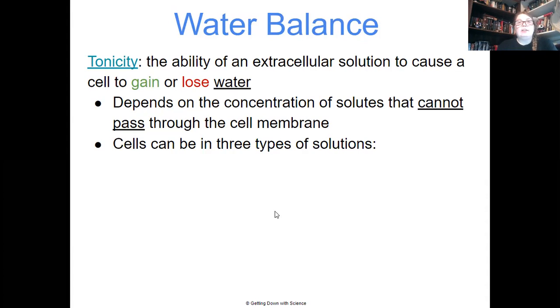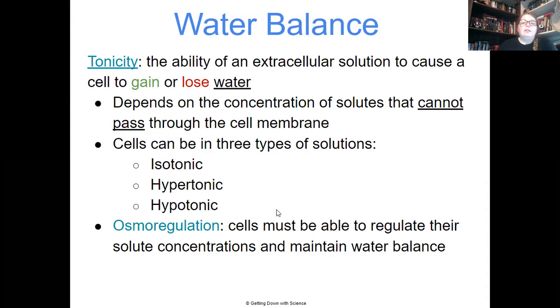So cells can be in three types of solutions. We'll talk about all three, and you'll have to work with that on your assignment. So there's isotonic, hypertonic, and hypotonic. And we're going to stop and talk about that for just a second, because if you're taking notes, it'd probably be useful to have little definitions right there.